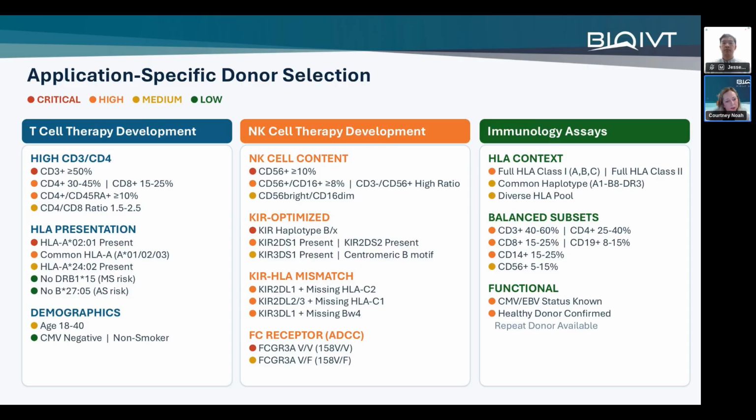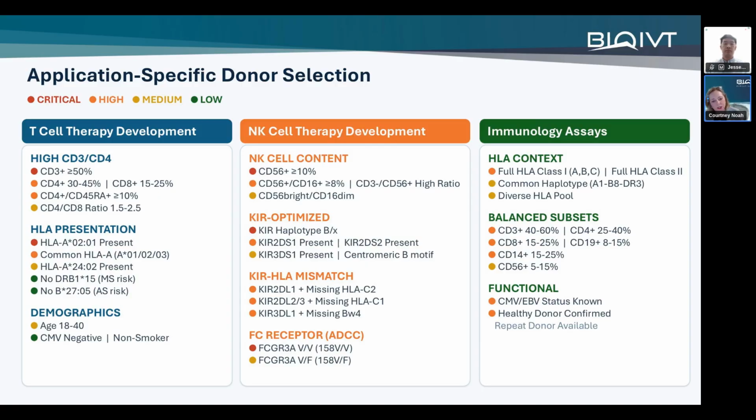So you can start to rank different criteria that are important to you depending on the space you're working with. For example, for T cells, perhaps you're looking more at HLA and high composition of CD3 and CD4, versus if you're looking at immunoassays, a more balanced immune subset could be relevant to your application. There are just different selection criteria and ranking that you can put in place. So again, selection becomes more application driven, and that all ties into the ultimate design.